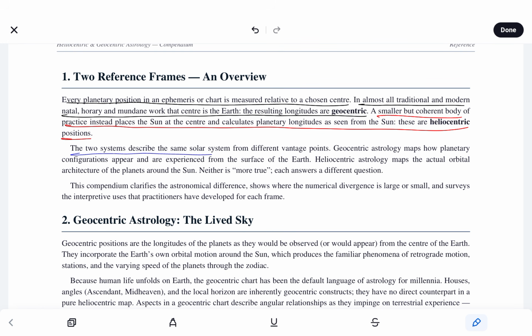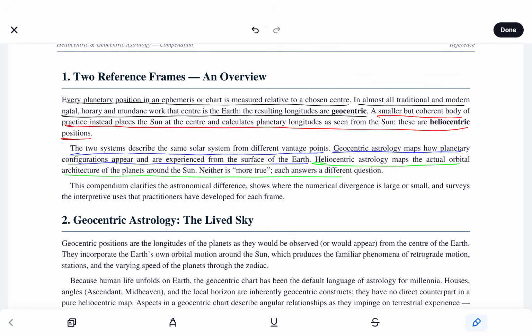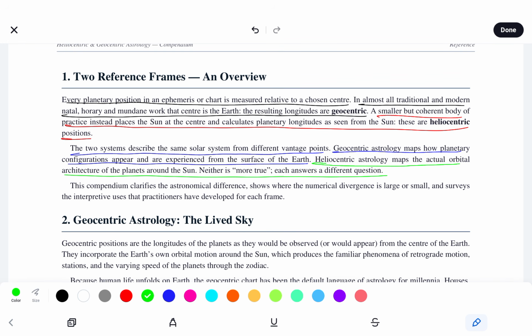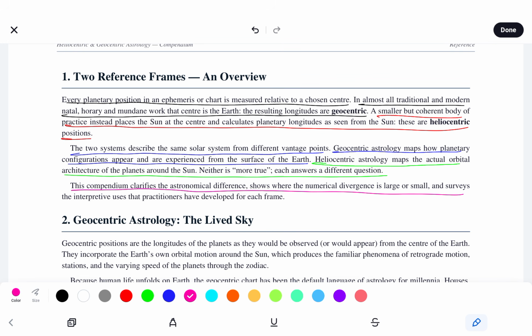Two systems describe the same solar system from different vantage points. Geocentric astrology maps how planetary configurations appear and are experienced from the surface of the Earth. Heliocentric astrology maps the actual orbital architecture of the planets around the Sun. Neither is, quote-unquote, more true. Each answers a different question. This compendium clarifies the astronomical difference, shows where the numerical divergence is large or small, and surveys the interpretive uses that practitioners have developed for each frame.